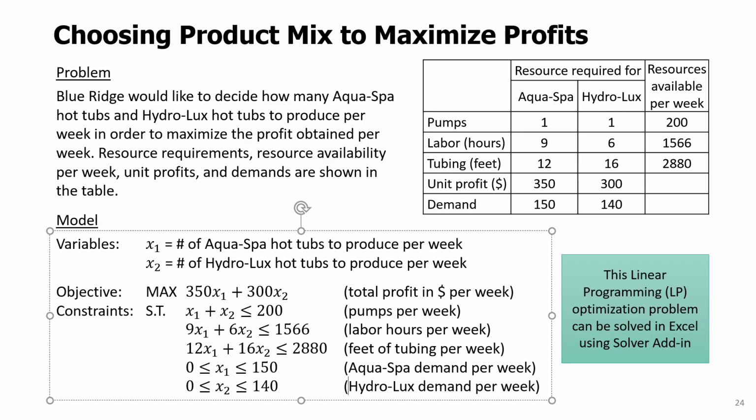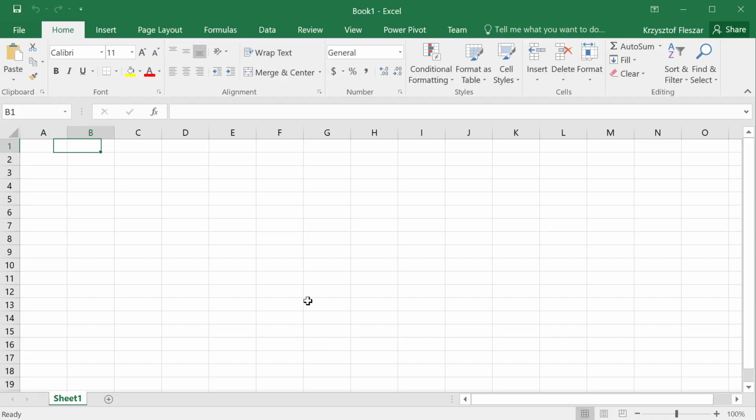So this problem can be solved in Excel in a simple model. We can say our variables are somewhere here, right? We don't know what the values will be. I can enter some example values, for example, 1 and 2. Just to see how the formulas will be calculated. Then I will have the profit, right? And remember, the contributions were 350 and 300.